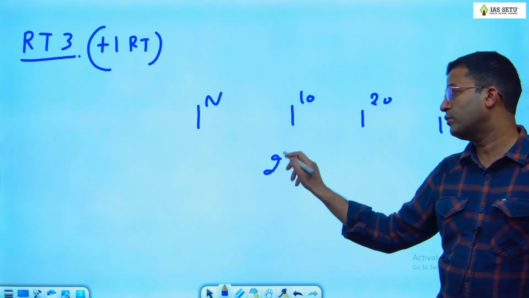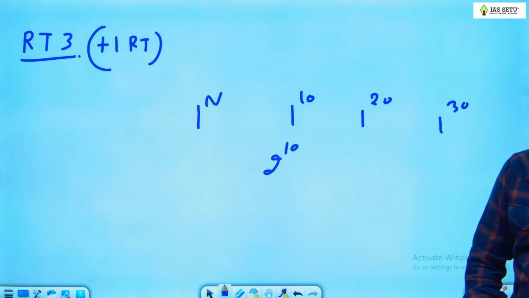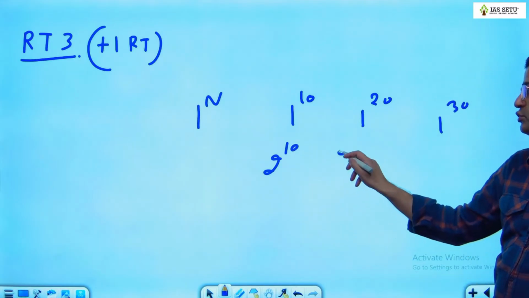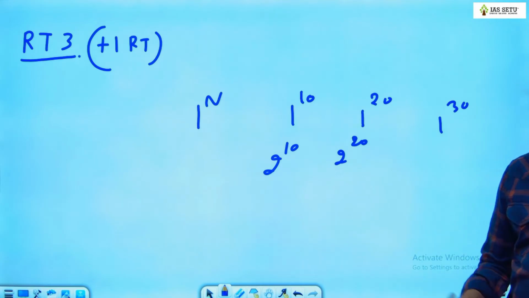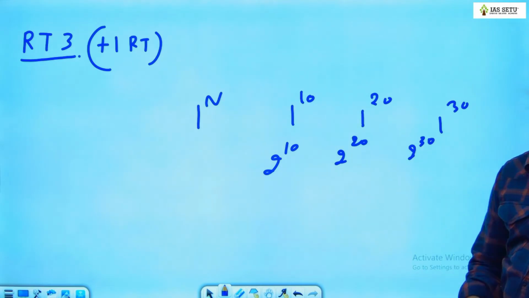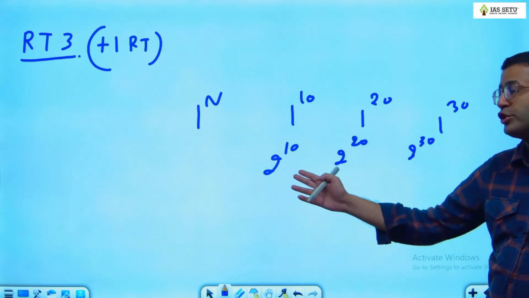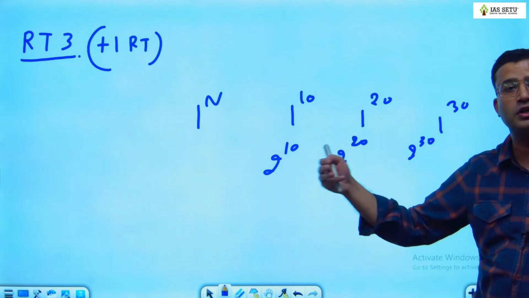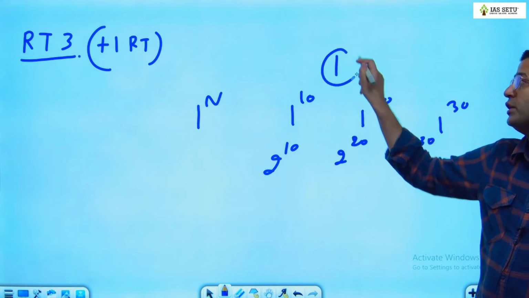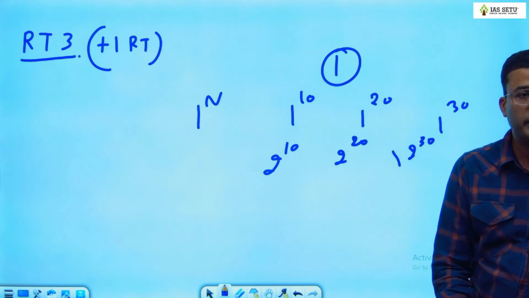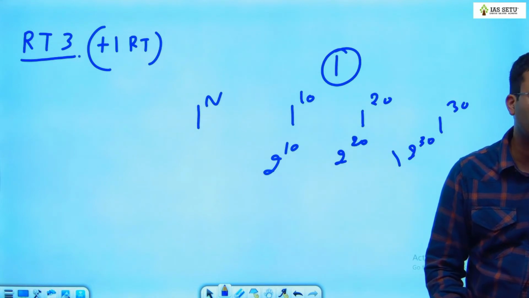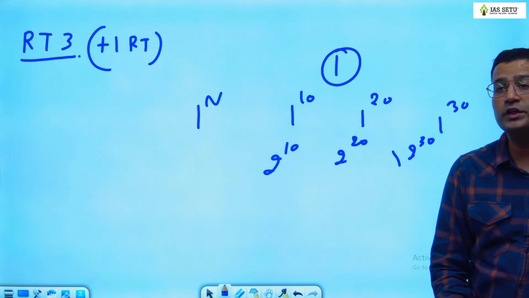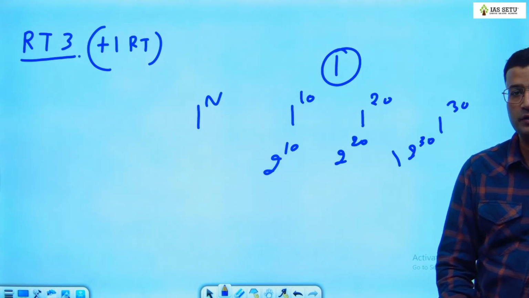What is 2 to the power 10? 1024. What is 2 to the power 20? We don't know. What is 2 to the power 30? We don't know. The idea is 2 into 2 into 2, it keeps on changing value. But 1 into 1 into 1 into 1, no matter how many times you multiply, it is 1. So based on this concept, we have our remainder theorem 3, where we try to get plus 1 remainder.